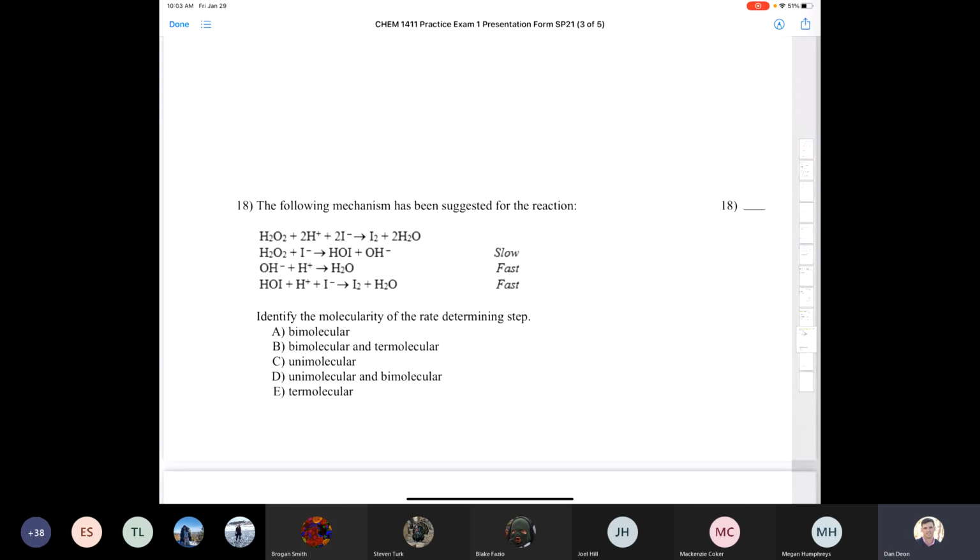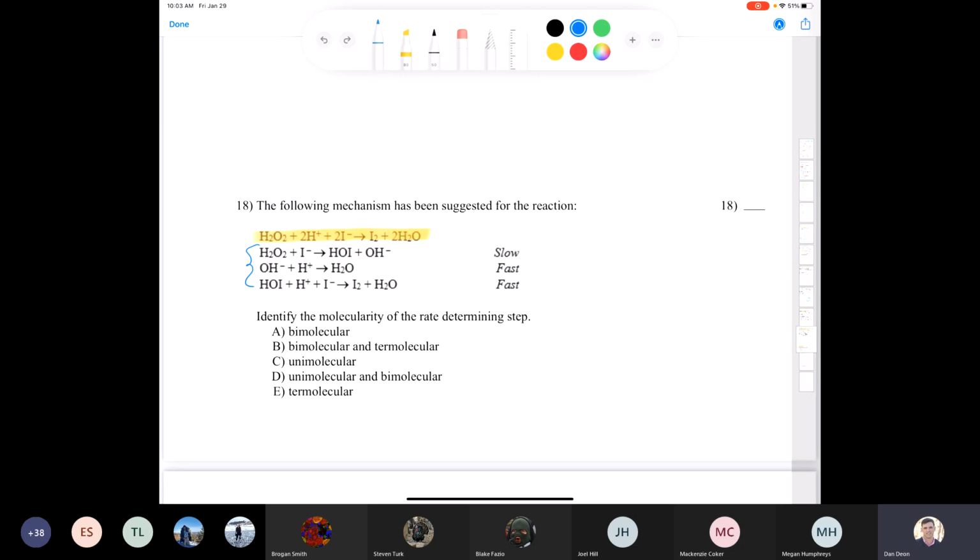We covered reaction mechanisms, I think, at the beginning of last class. It says the following mechanism has been suggested for this reaction. So here's the reaction right here. This is the reaction of interest. And it says here's the mechanism. You've got a slow step, a fast step, and another fast step. Could anybody identify the molecularity of the rate determining step?